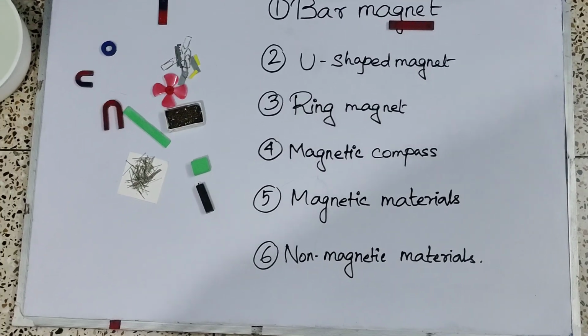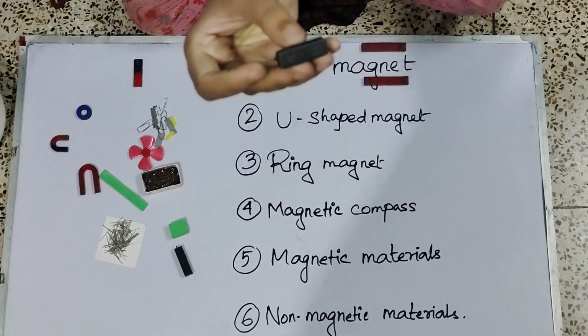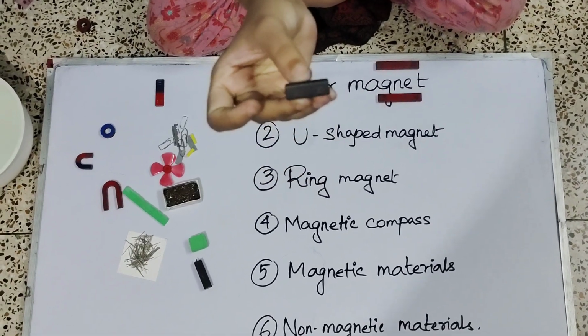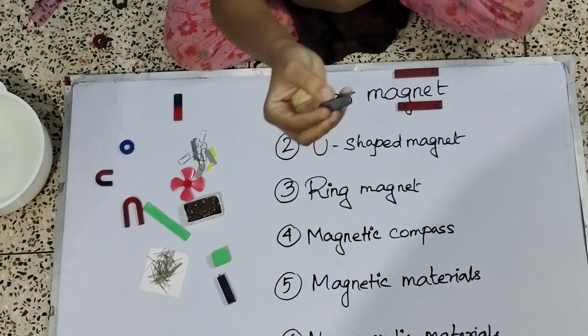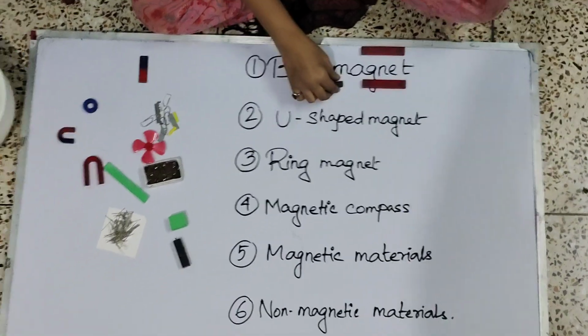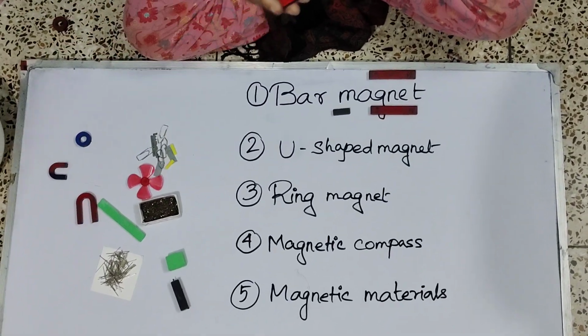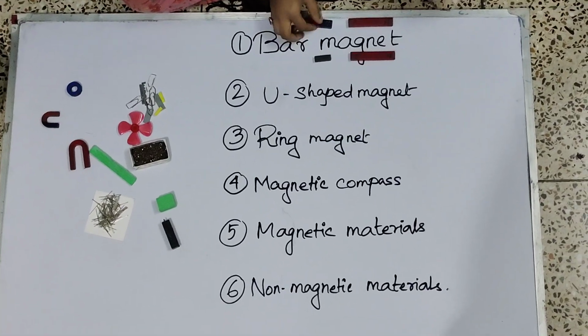Now here there is a small magnet, but this is also of rectangular shape, so this is also a bar magnet. I am placing it here. So these are the bar magnets. Also, this one is a bar magnet too, so I am putting it here.